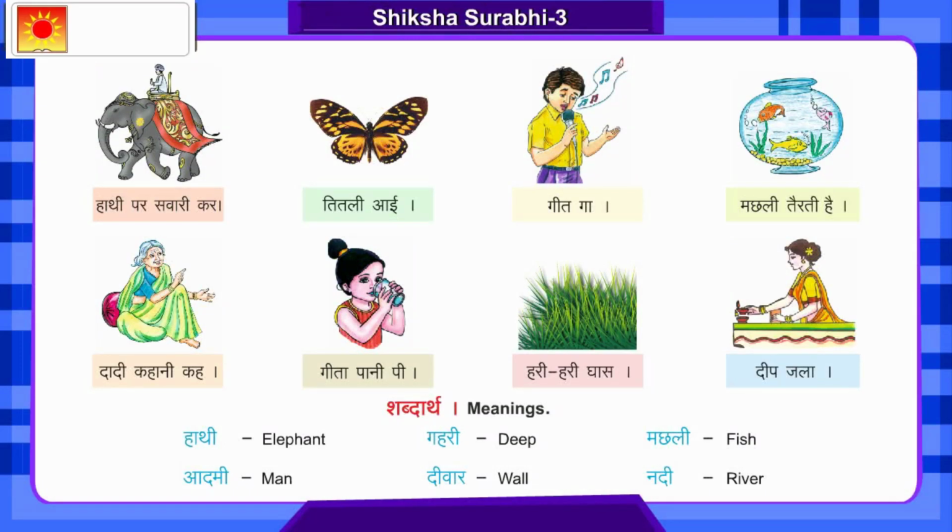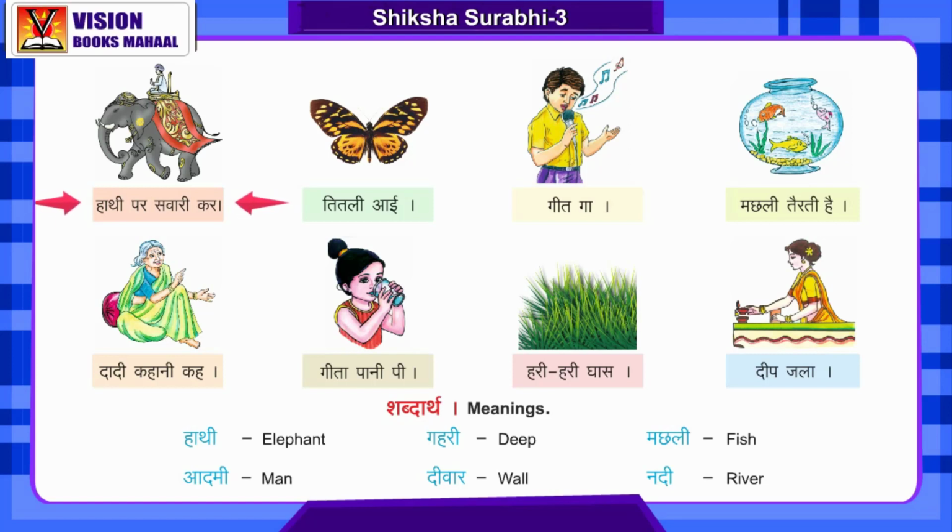Children, now we are going to the next page and we are going to learn few meanings and few small sentences. Right? See the colorful pictures here. There are 8 pictures given here. And in the first one, see, an elephant is there and a man is riding on the elephant. We all love to watch elephants, isn't it? Do you like to ride on the elephant? Yeah, all of you want to ride on the elephant.